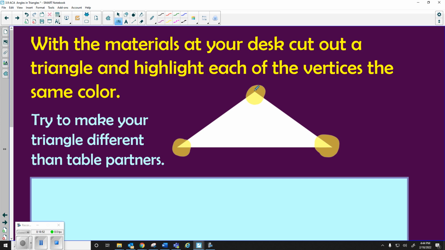Once you get your triangle, you're going to highlight the little corners just like it did right here. Just make a little mark on each side. Make it big enough, so don't do the tiniest little dot on each side, but color each of the corners. Now don't make it big either. Okay.